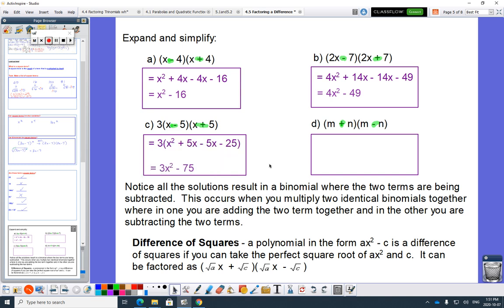Okay? So this is the worst kind, or the most difficult kind of difference of squares question, because 3 is not a perfect square, and neither is 75. How do I get to a perfect square? You would have to common factor first. So we're going to do a variety of examples, okay?